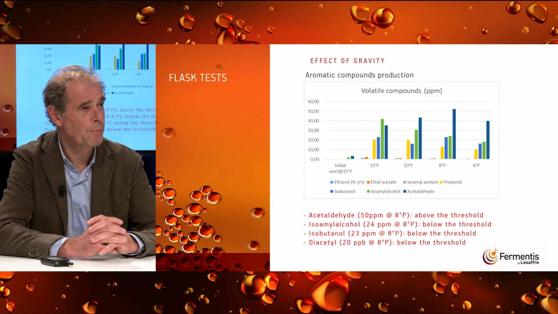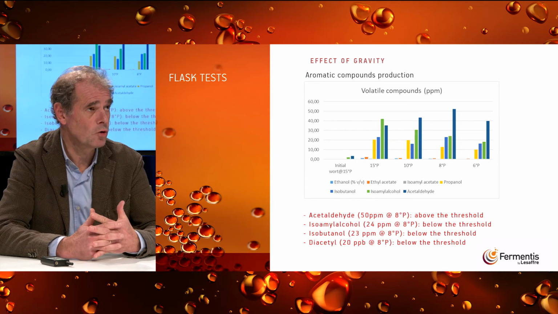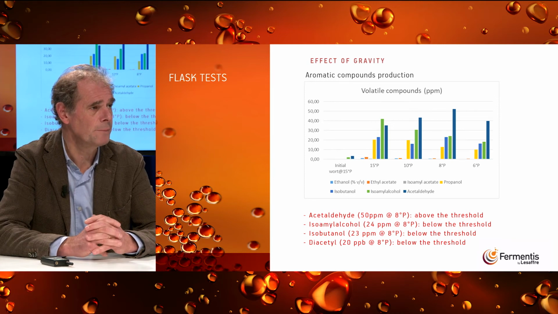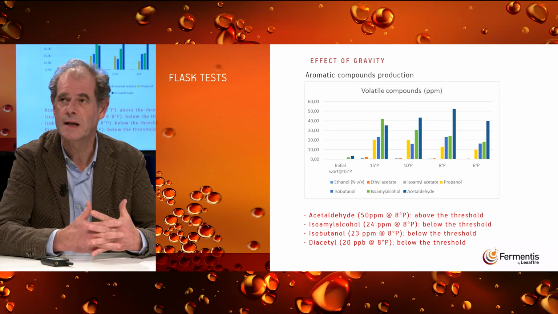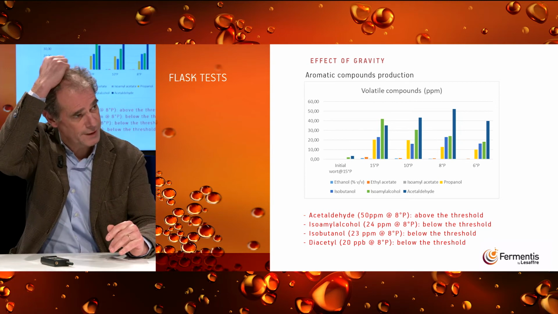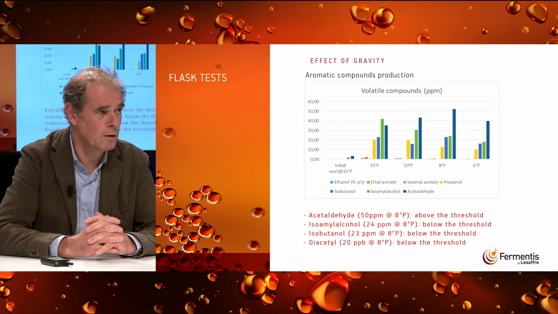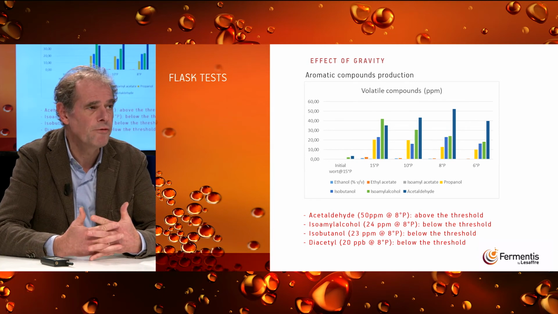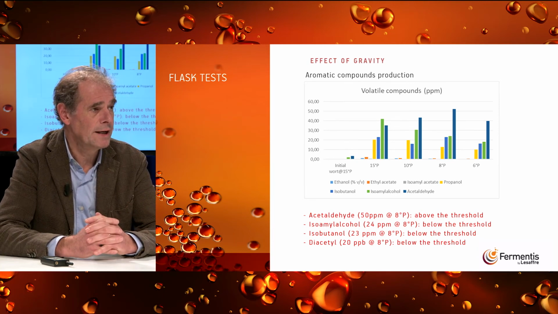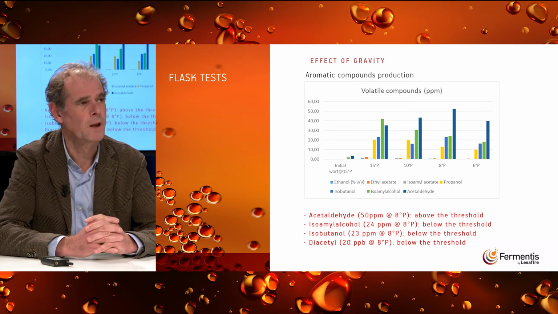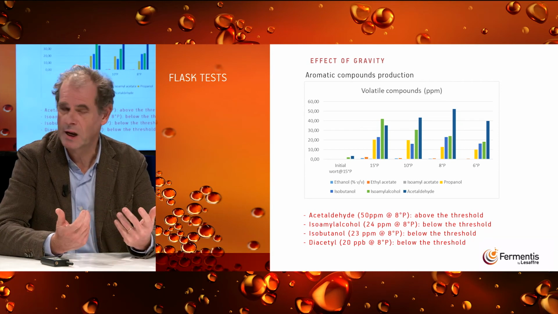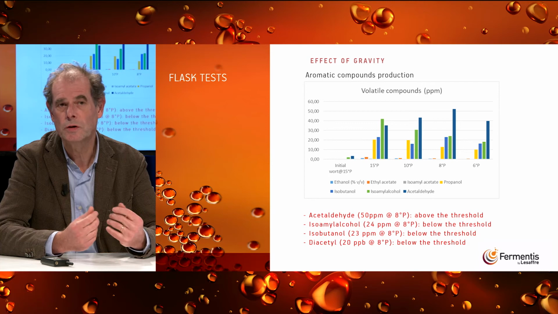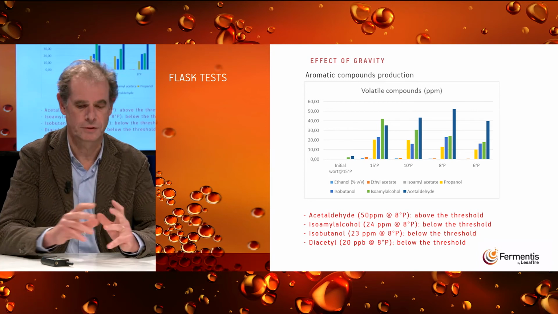The volatile compounds are quite significant because we see at least something. We had some acetaldehyde produced, which is not necessarily negative in these type of beers. The isoamyl alcohol is for sure a little bit before the threshold, and as well as the isobutanol and the diacetyl, hopefully. But all those compounds may act with a synergetic effect that produces a certain balance of the product.